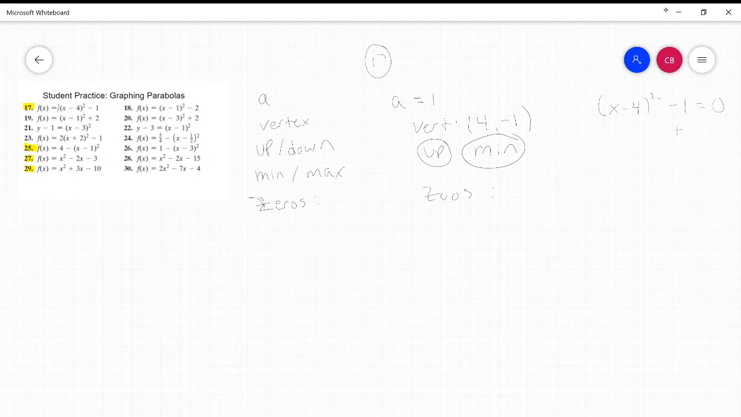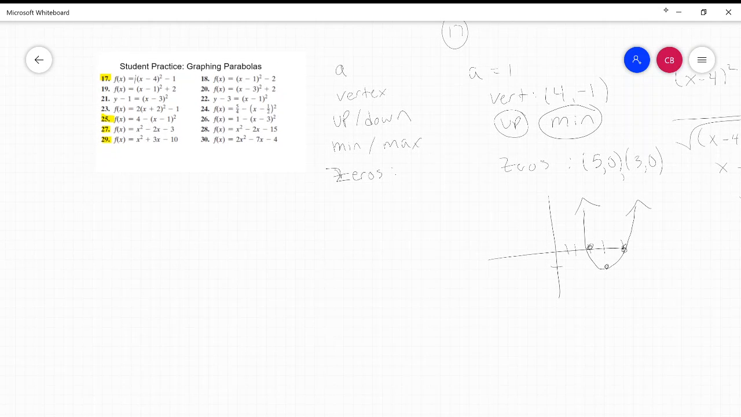Is equal to 0, so we add the 1. Square root. So we have 4 plus or minus 1, which means 4 plus 1 is 5, 0, and 4 minus 1 is 3, 0. Okay, we go ahead and graph. So we have 4, 1, 2, 3, 4, down 1 here, 5, 0, 3, 0, and we graph our parabola or quadratic. Okay, so that's how we go about doing this.